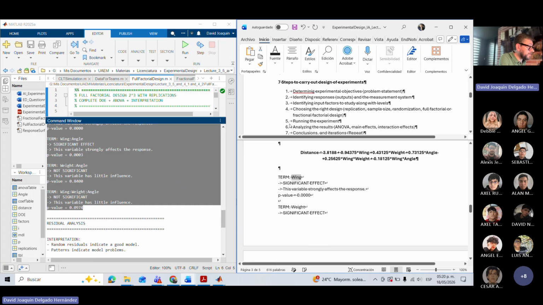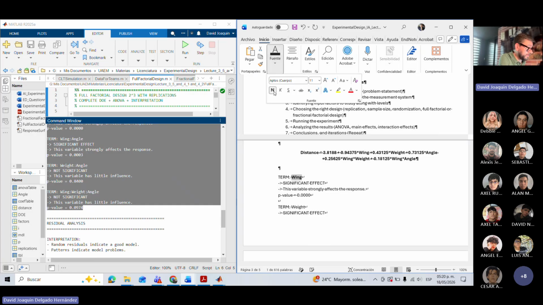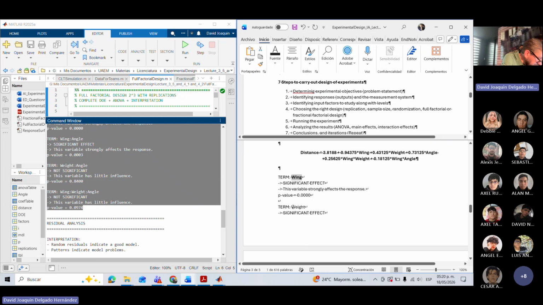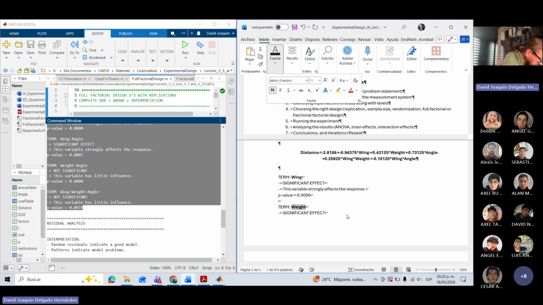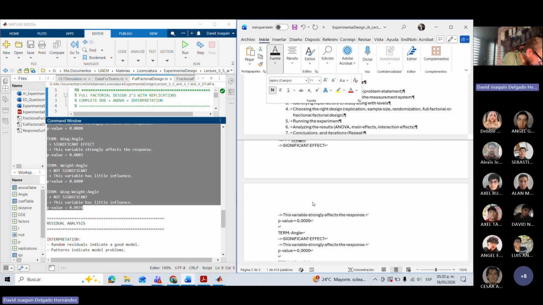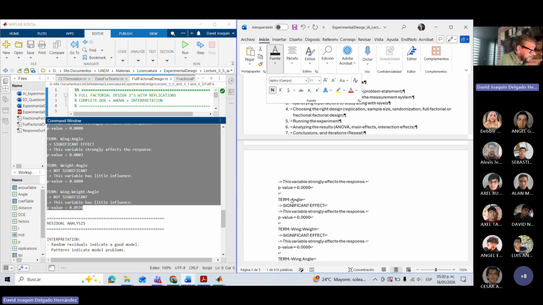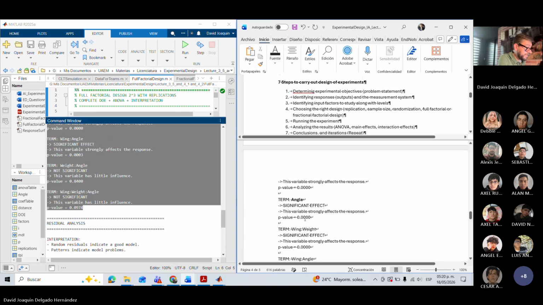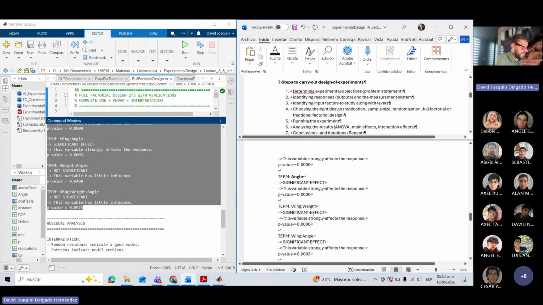So the wing has an important influence. The weight as well. The term weight, I am going to put in bold, also has a significant effect. This variable strongly affects the response, again, because the p-value is very close to zero. What happens with the angle? The angle is also an important variable and has a significant effect. What happens with the interaction between wing and weight?